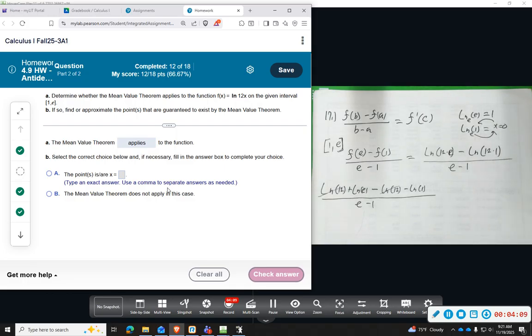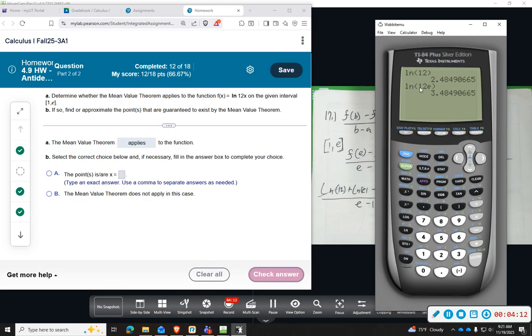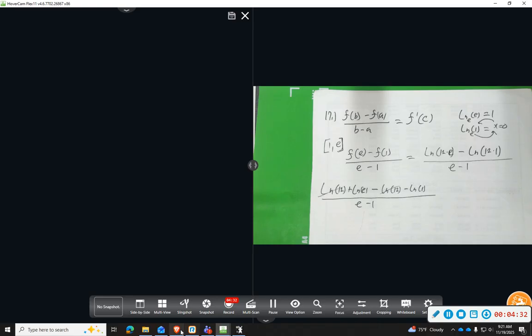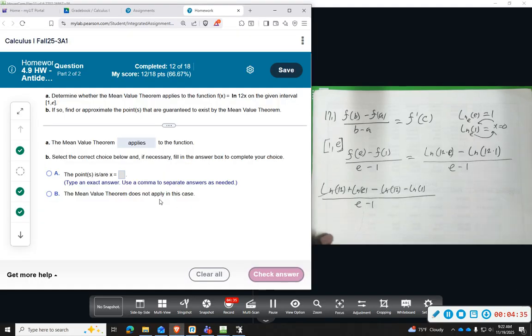But let's show you again with a calculator so you can verify it if you don't remember those properties. Natural log of 1 will give you 0, and the natural log of e should just give you 1. So when we evaluate the numerator, here we have 1 minus 0, which is just 1. So we have 1 over e minus 1. Okay, so this is the slope.